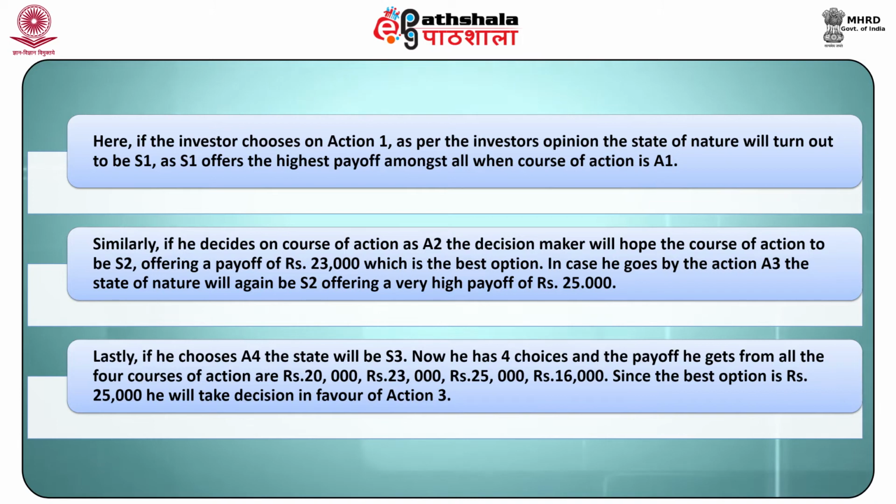In case he goes by the action A3, the state of nature will again be S2, offering a very high payoff of rupees 25,000. Lastly, if he chooses A4, the state will be S3. Now, he has 4 choices and the payoffs he gets from all the 4 courses of action are rupees 20,000, rupees 23,000, rupees 25,000, rupees 16,000. Since the best option is rupees 25,000, he will take the decision in favor of action A3.